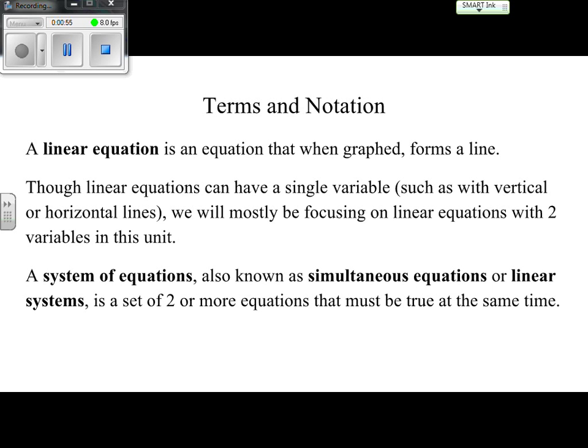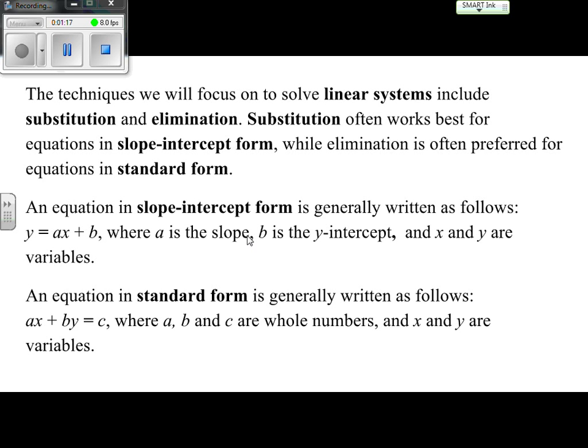Systems of equations, also known as simultaneous equations, or linear systems, is a set of two or more equations that must be true at the same time. And what that means is those lines must pass through the same point. So if we talk graphically, we're talking about lines that intersect. Where do they intersect? Where is there an x and a y value, or two variable values that are true for both equations? So the techniques that we'll focus on to solve linear equations include substitution and elimination.